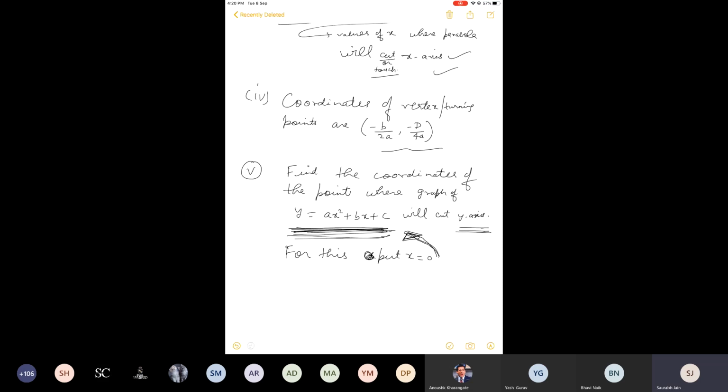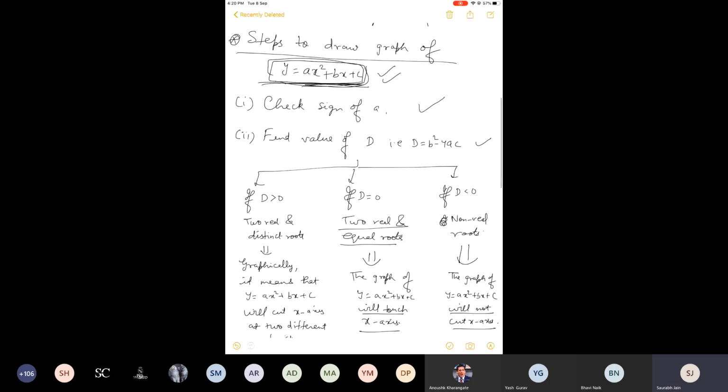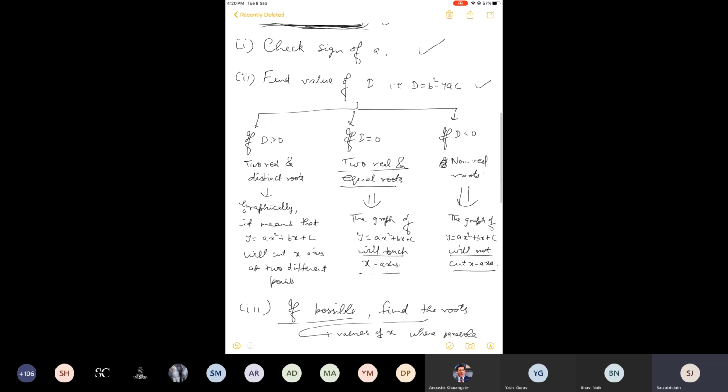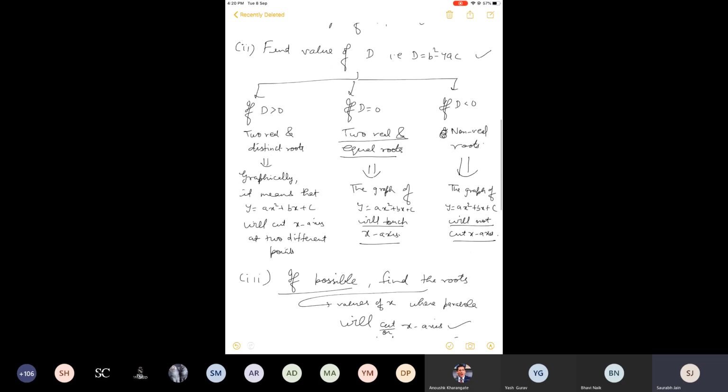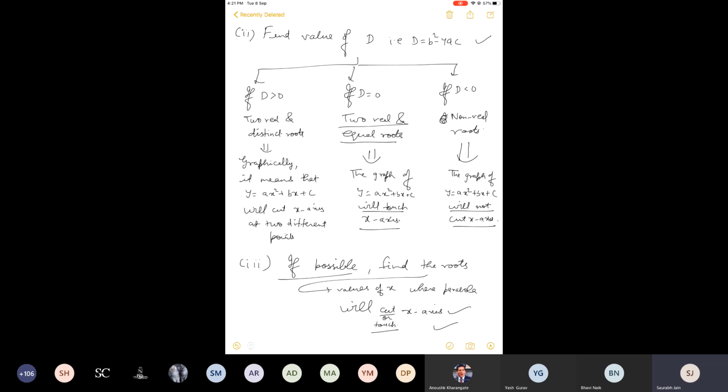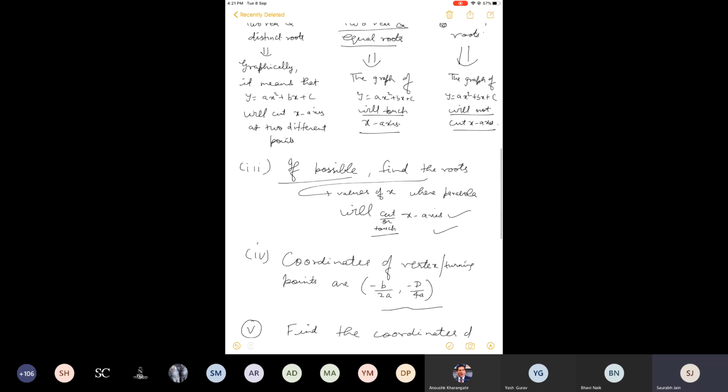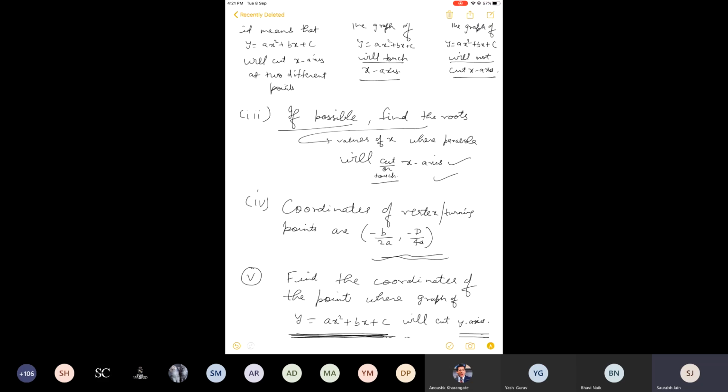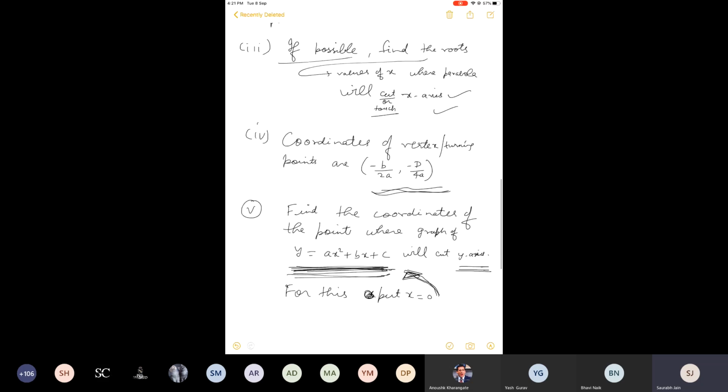These are the 5 points. Once again I repeat, first you have to check the sign of a, then you have to find d, the discriminant. On the basis of that you will decide whether the graph will cut the axis at 2 points, touch at 1 point, or not cut the axis at all. Third is, if possible, find the roots. Everybody knows how to solve a quadratic equation. Fourth is new. This is the vertex, the turning point. Remember the formula right now: minus b by 2a comma minus d by 4a. And finally, find that point also where the graph is cutting the y-axis. For that, put x equal to 0. These are the simple 5 points that you should remember.